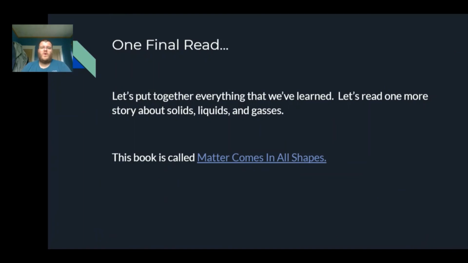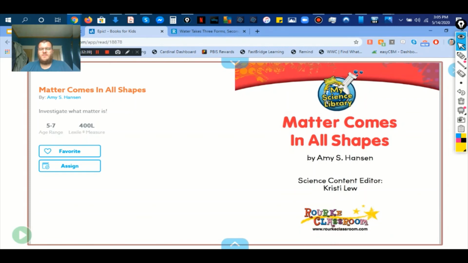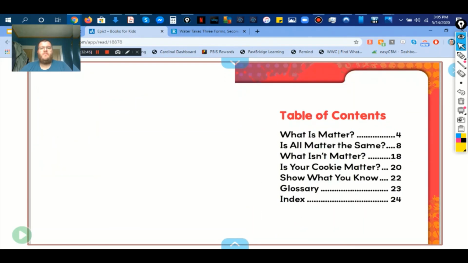Now we have one last read. So let's put everything we've learned together, and let's read a story about solids, liquids, and gases. So this book is called Matter Comes in All Shapes. All right, my little ones. We are going to read this book that says Matter Comes in All Shapes. You can just listen or you can follow along with me if you can. Let's begin.